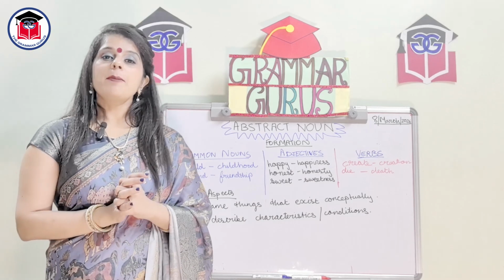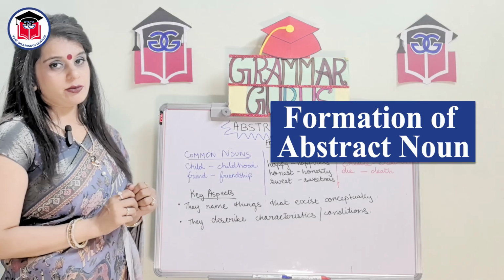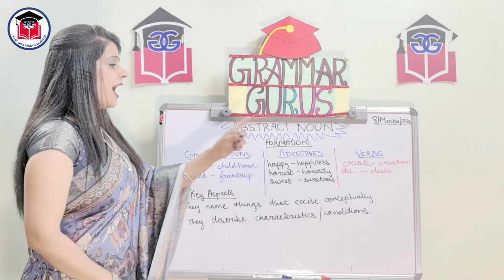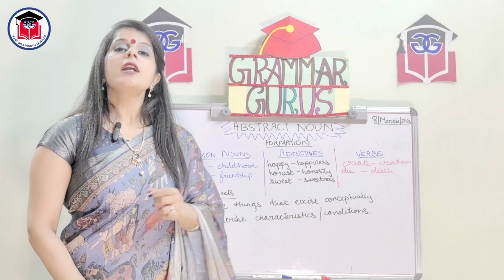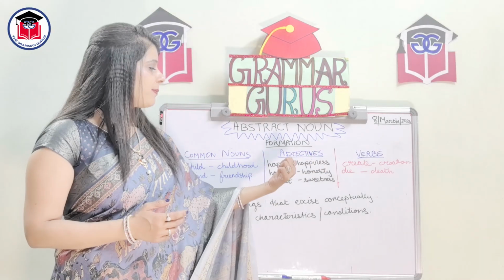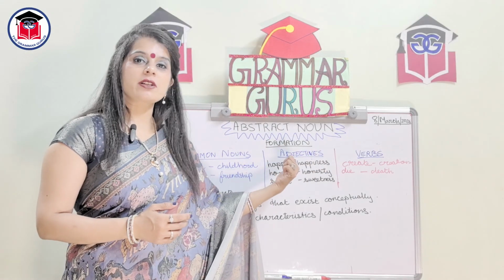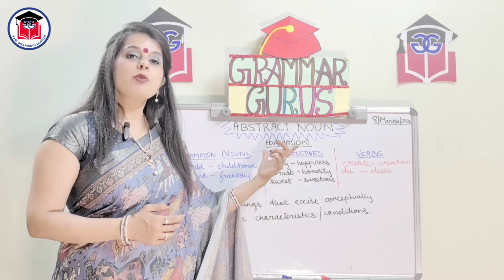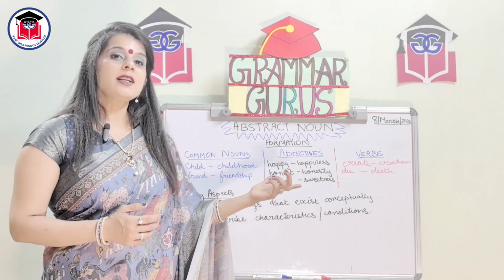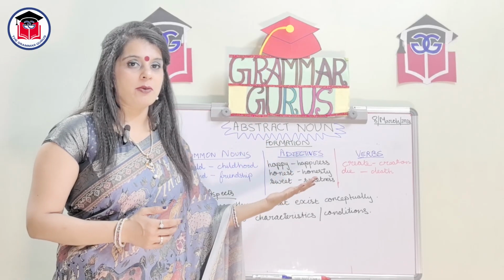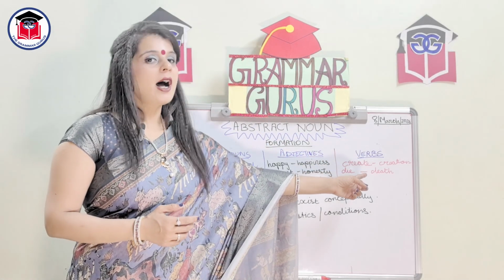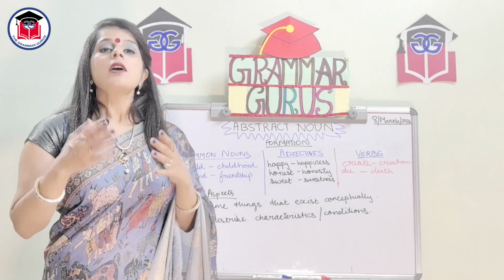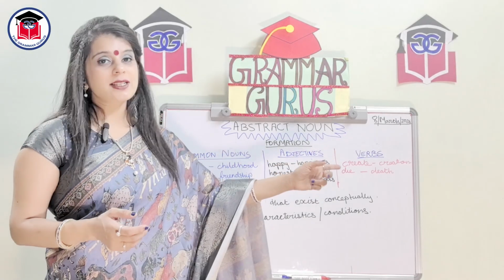Now, friends, coming to the formation of abstract nouns. Abstract nouns can be formed from common nouns, adjectives, or verbs. In my subsequent videos, I shall be explaining the concept of adjectives and verbs. For the time being, adjectives are words which describe the nouns. That is, they tell us something about the noun. Whereas verbs are action words. Now let's see how we can form abstract nouns from each of these categories.